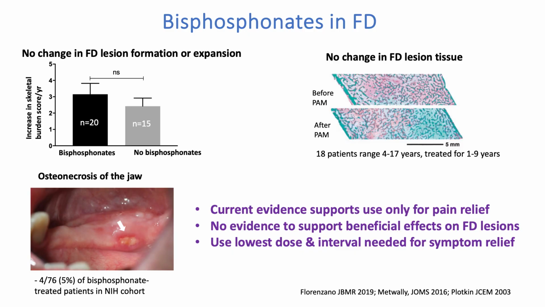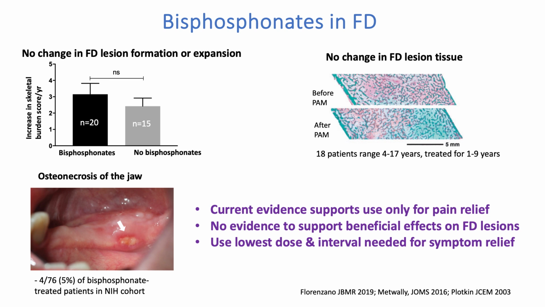So in the 90s and early 2000s, we were so excited about bisphosphonates in FD because we thought that by decreasing this osteoclast activity, we might be able to improve the bone quality. But unfortunately, that doesn't seem to be the case. There's no evidence that giving bisphosphonates will change the formation of the FD lesion. It won't stop the FD lesion from expanding. And in one study, here on this slide, you can see that a group in Montreal did bone biopsies of FD lesions before and after bisphosphonate treatment, and we don't see any change in the thickness of the bone and the amount of mineralized tissue there.